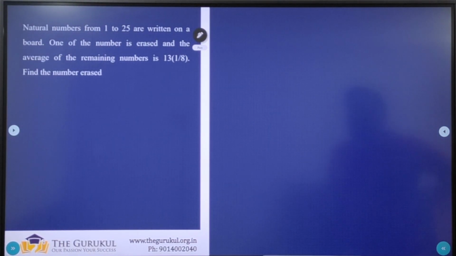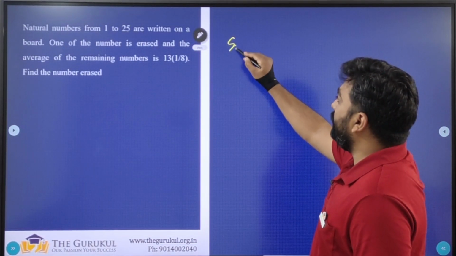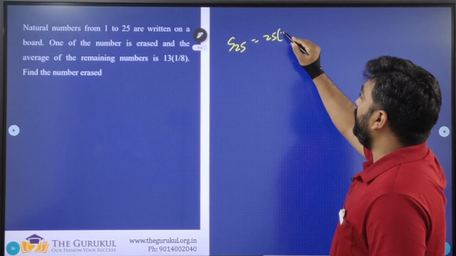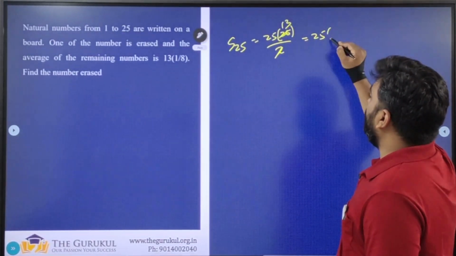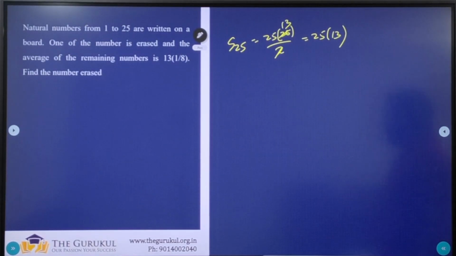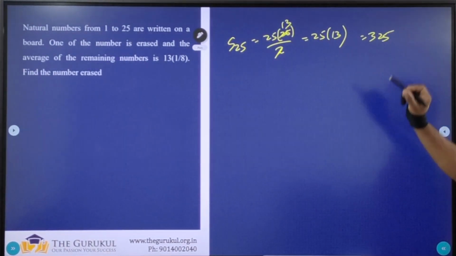Next one. Natural numbers from 1 to 25 are written on a board. One of them is erased and the average of the remaining is 13 1/8. Now you try to solve this question just like the previous model. First find the sum of 25 numbers. Sum of 25 numbers equals 25 into 26 by 2. This is 13, so 25 into 13 will be equal to, very good, 325.